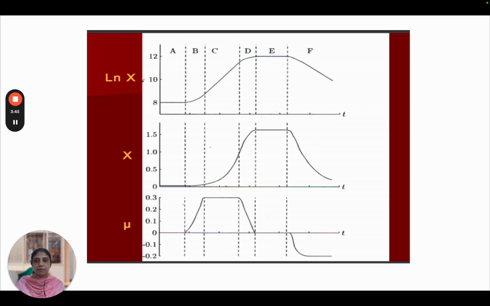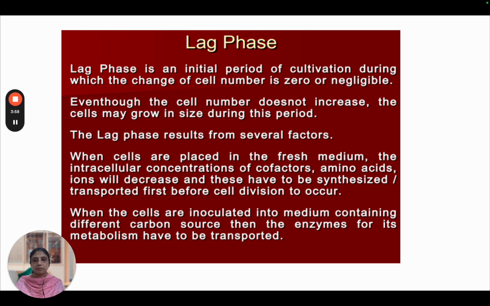So these are the three graphs. The first graph represents time versus ln of the number of microorganisms. The second graph represents time versus the number of microorganisms, and the third graph represents time versus net specific growth rate. Lag phase is the initial period of cultivation during which the change in cell number is zero or negligible. The lag phase is affected by several different factors.